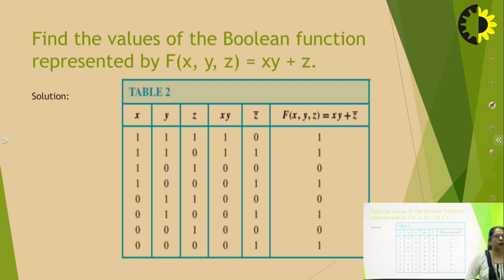Now what is our function? The function is xy plus z bar. If it is xy plus z bar, it means we need to do the OR operation on these two expressions. This xy is a variable here. If we perform the OR operation, if any of the inputs is 1, the outcome will be 1, because 1 plus 0 is 1, 0 plus 1 is also 1, and 1 plus 1 is also 1. We get 0 only in one case, when both of the variables are 0. So in this way, we calculate the value of this function.